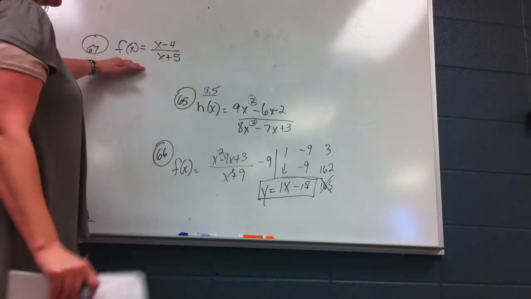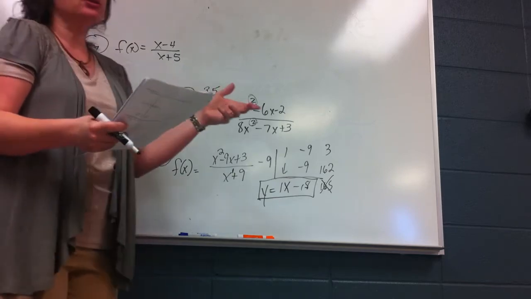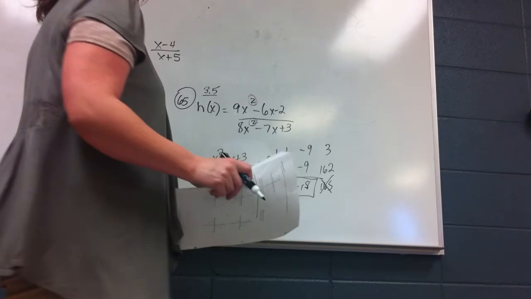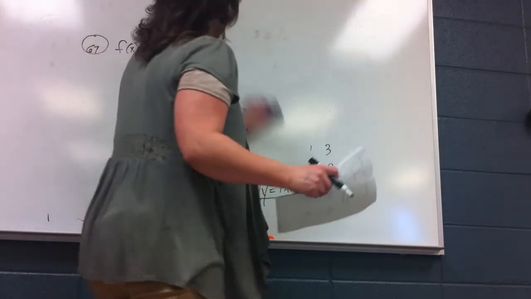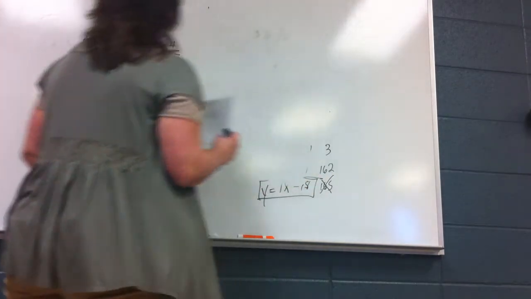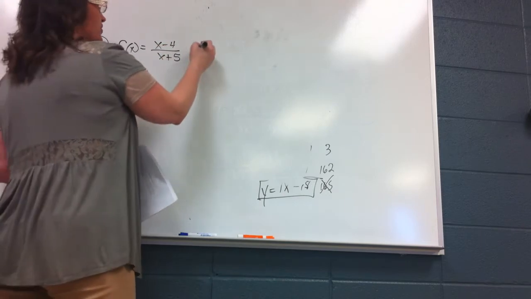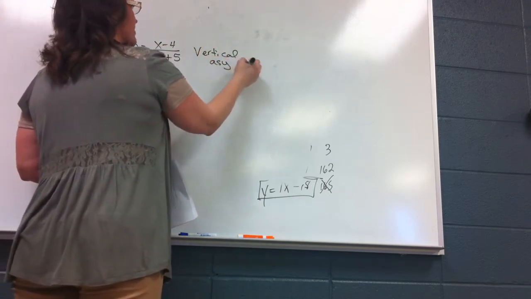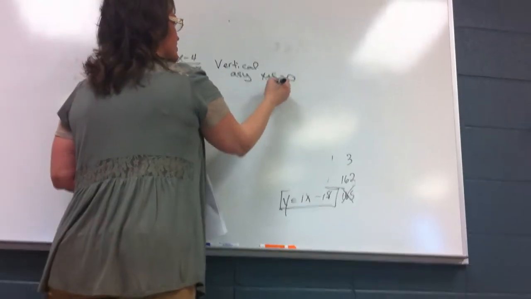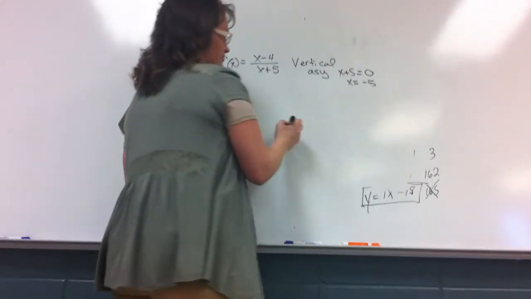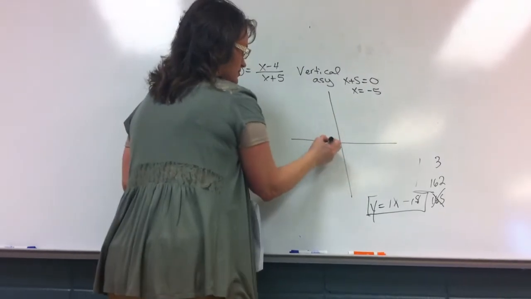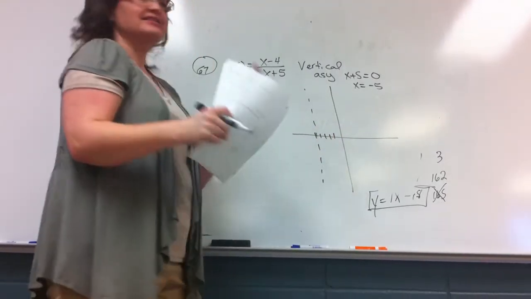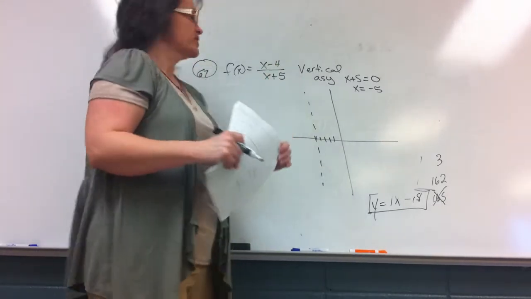Okay, number 67 is just graph this rational function, so you need to know where the asymptotes are so you can figure out which graph would work with it. The vertical asymptote is found by what makes the denominator equal 0. So setting the denominator equal to 0, that's at -5. And that's a guideline that my graph will have to deal with.